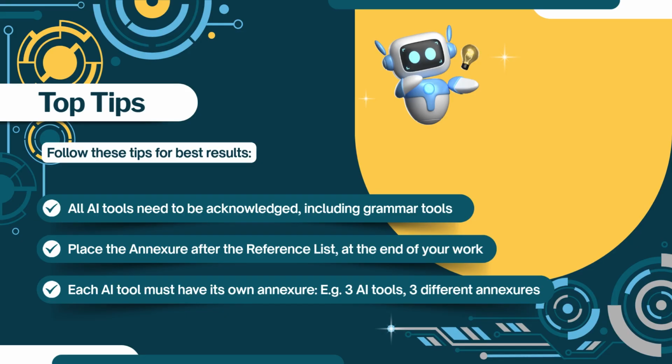All AI tools need to be acknowledged, including grammar tools. Place the annexure after the reference list at the end of your work. And finally, each AI tool must have its own annexure, for example by having 3 AI tools and 3 different annexures.